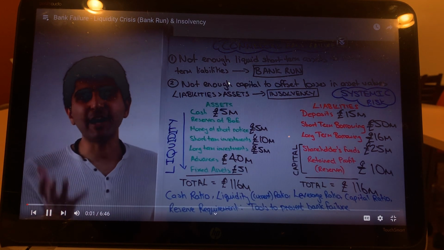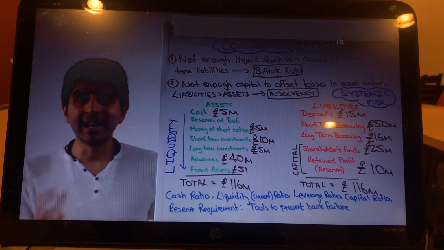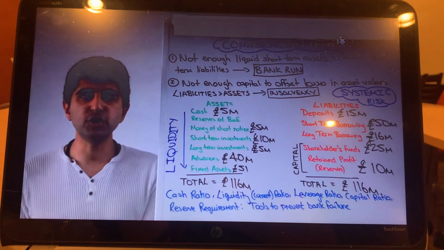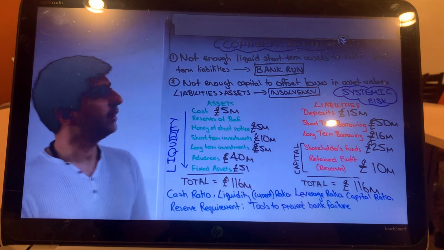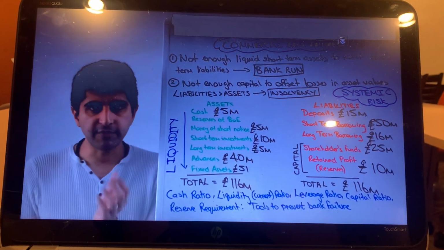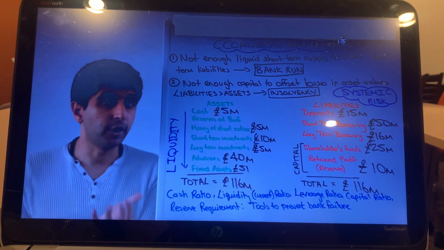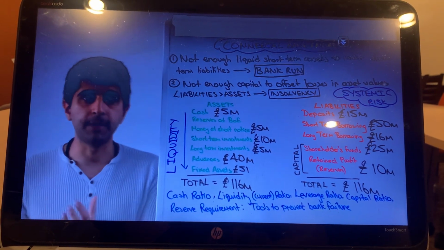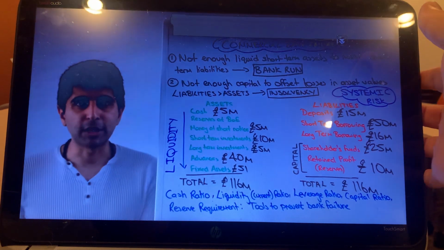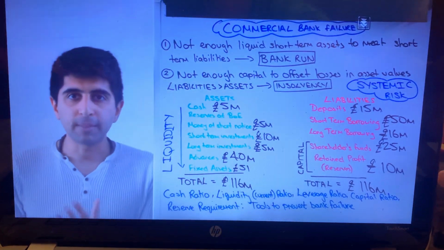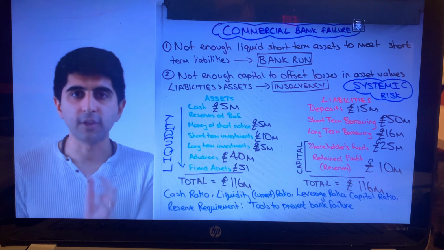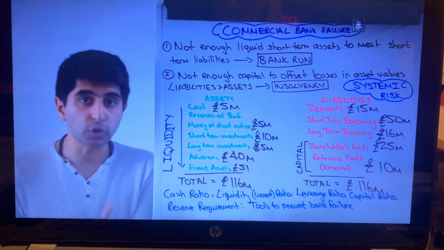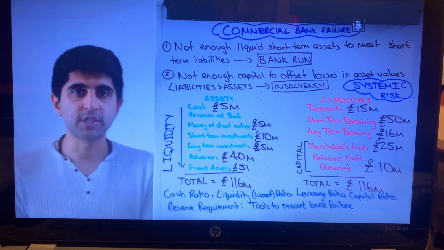Hi everybody, having understood the balance sheet in real detail, let's now look at two ways in which a commercial bank can fail. The first way is if a commercial bank doesn't have enough liquid short-term assets, also known as current assets, to meet its short-term liabilities, i.e. its current liabilities. What we then get is a bank run. Panic sets in, there is a run on the bank, there is a liquidity crisis within the bank. They don't have enough liquid short-term assets to meet their short-term liabilities.